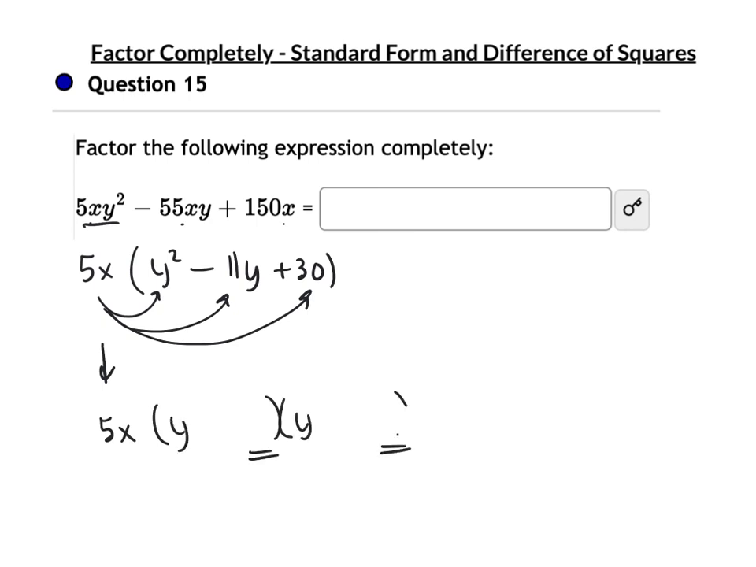This times this makes positive 30. So it's either 2 positives or 2 negatives. The middle's a minus. It's got to be the 2 negatives then. Factors of 30 that add to 11. Hey, those are 5 and 6. And there's my answer.